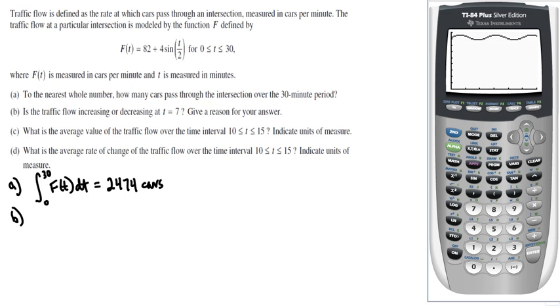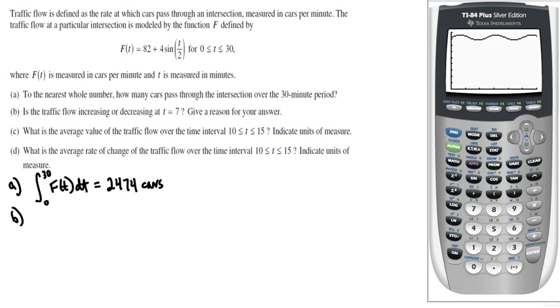Now for part B, we're asked if the traffic flow is increasing or decreasing at t equals 7. So I want to know if traffic flow is increasing. I don't want to know if it's positive or negative. Obviously it's always positive. You can't have negative traffic flow. You can have 0, or you can have some degree of positive. So we want to know if it's increasing or decreasing. What we're really looking for here is the derivative at time t equals 7.